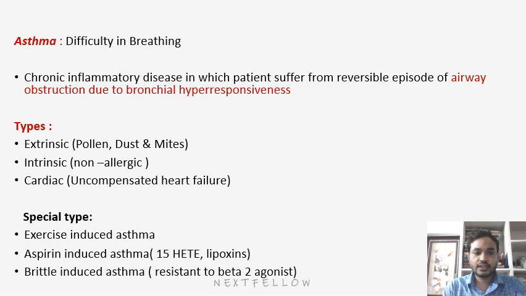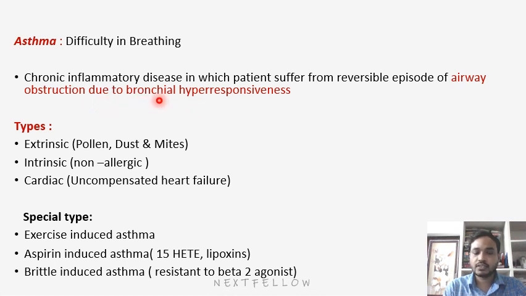So first, what is asthma? Asthma is a Greek word. It means difficulty in breathing. Asthma is a chronic inflammatory disease in which the patient suffers from reversible episodes of airway obstruction due to bronchial hyperresponsiveness.